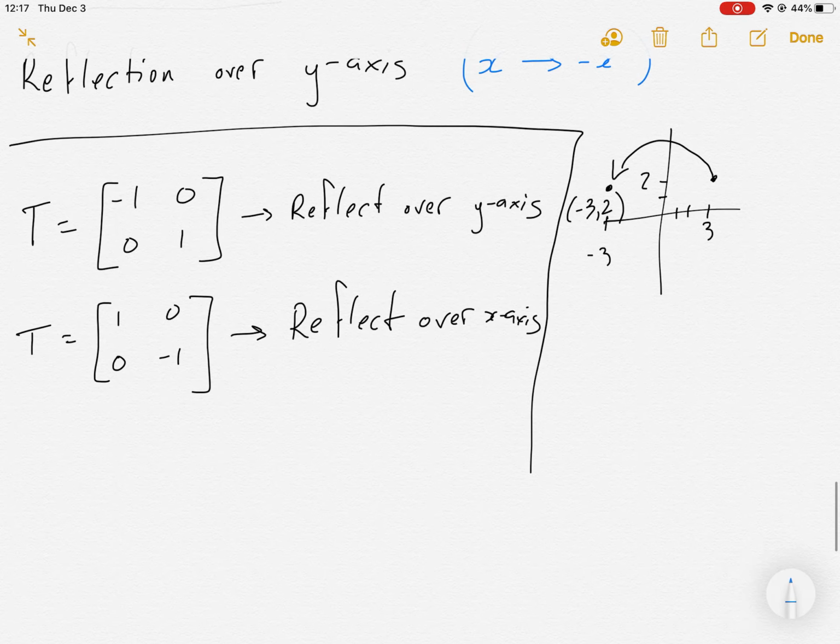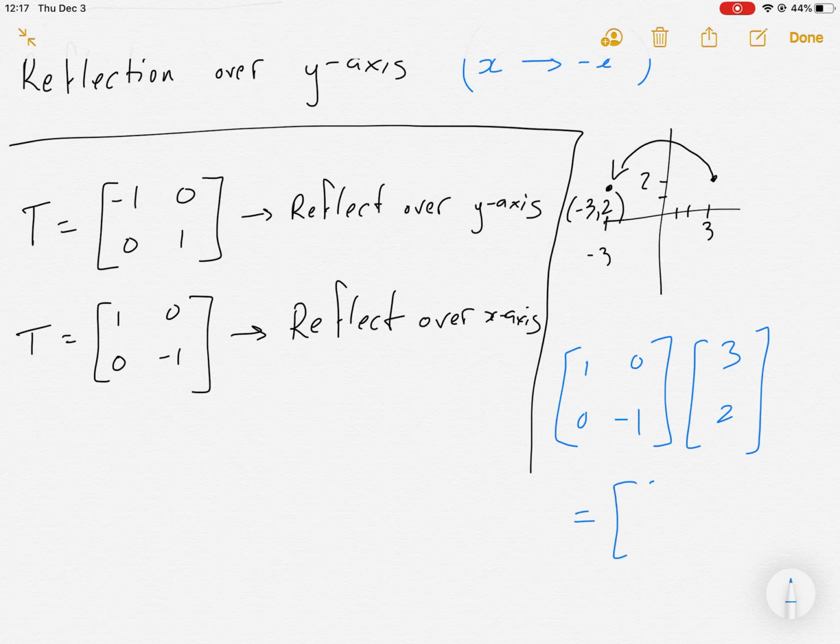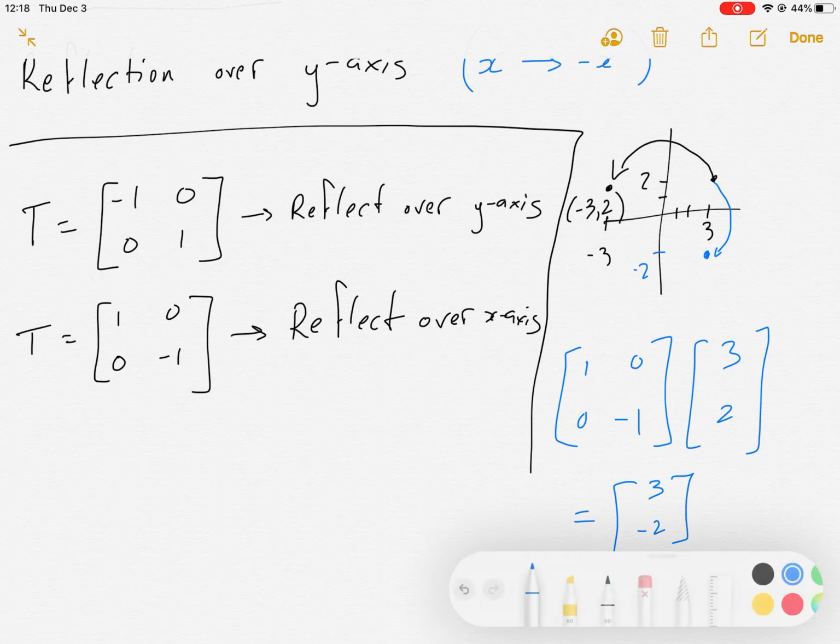For all of these, if you do want to see an example, you could take, let's say, 1, 0, 0, negative 1, and multiply it by our initial example, which was 3, 2, and you would end up with the point 3, negative 2 here, which, as you can see, would be this point here, which is in fact a reflection over the x-axis.